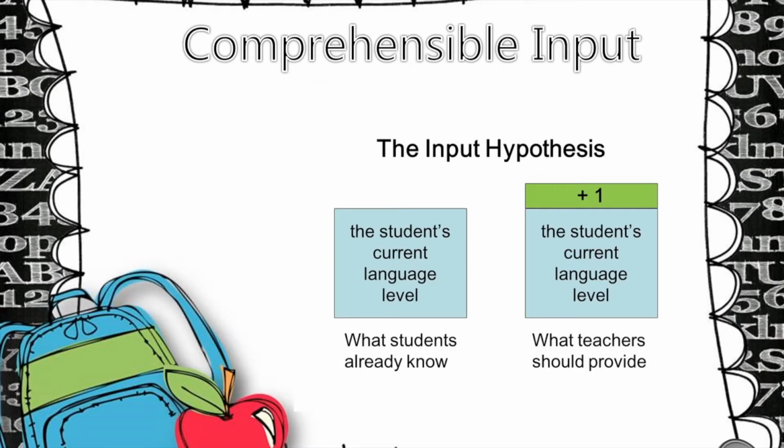Another way to think about comprehensible input is this. This blue box is what students know now. But comprehensible input is giving them +1. That means a little extra and above what they already know. And the way that you could do this is through scaffolding.